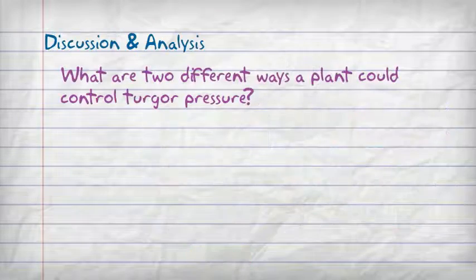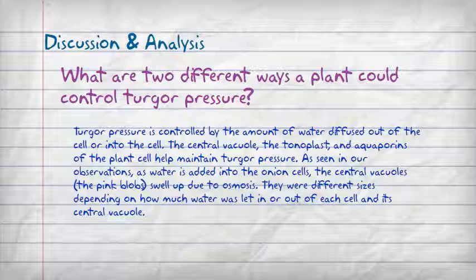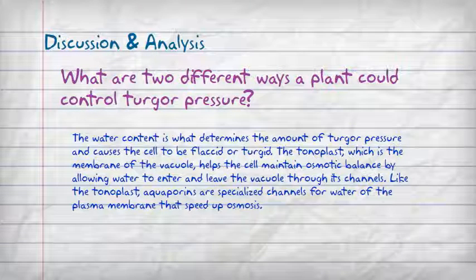Sucrose. Turgor pressure is controlled by the amount of water diffused out of the cell or into the cell. The central vacuole, the tonoplast, and aquaporins of the plant cell help maintain turgor pressure. As seen in our observations, as water is added into the onion cells, the central vacuoles, the pink blobs, swell up due to osmosis. They were different sizes depending on how much water was let in or out of each cell and its central vacuole.